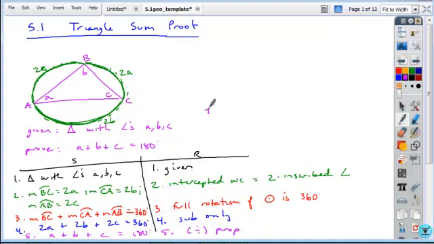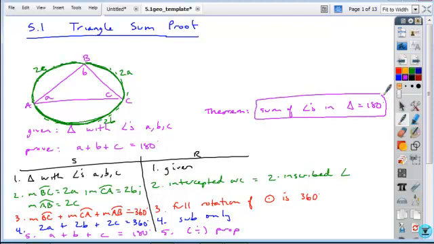So now we have this theorem, which says that the sum of the angles in a triangle add up to 180 degrees. And so we can now use this in any future proofs.